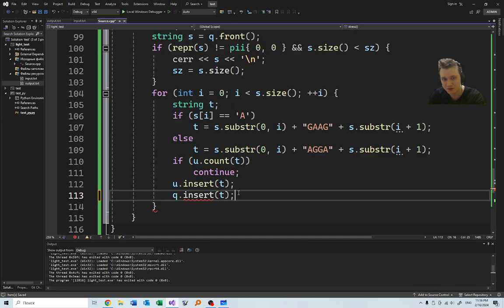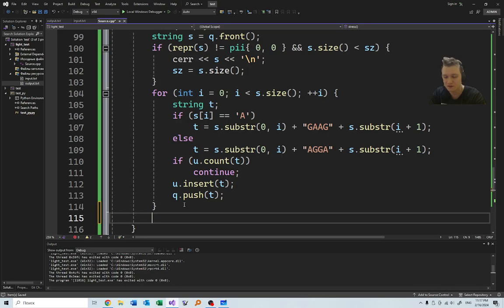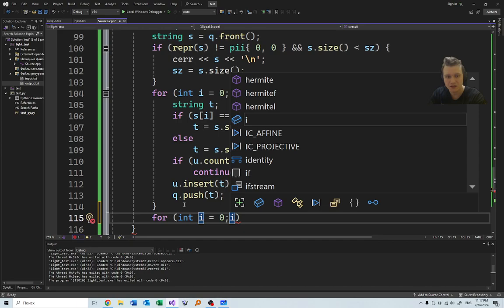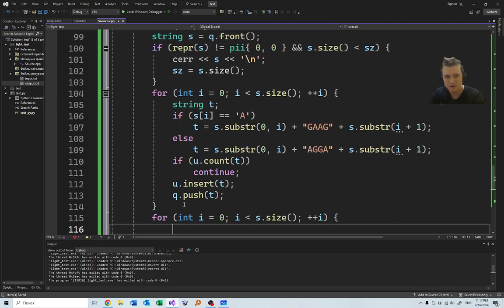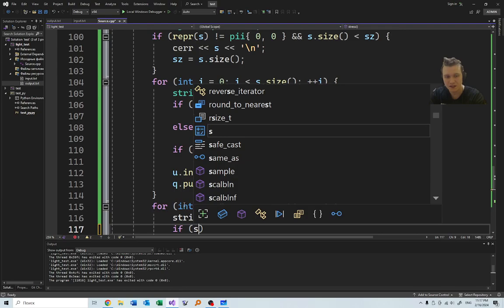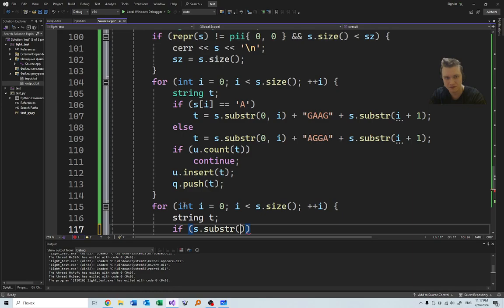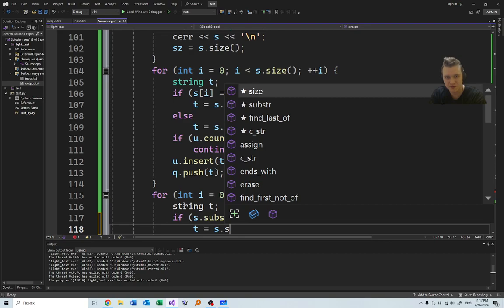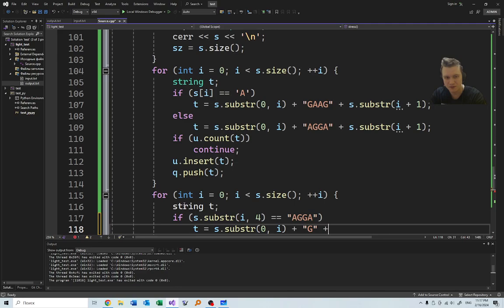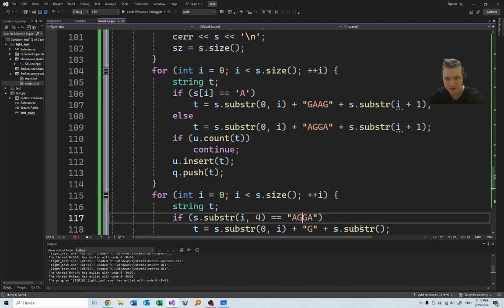Okay, that's the first operation, but that's not the only one, because other than that I also would like to be able to remove a segment. So for int i equals 0, i is less than s.size, plus plus i, string t. If s.substr starting with i of length 4 equals AGJ, then we say that t equals s.substr of size i plus G, and plus s.substr starting with. So this is the ith symbol, so i plus 1, i plus 2, i plus 3, i plus 4th symbol.